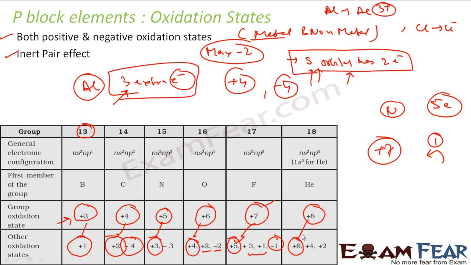Similarly for helium, if you see, 8, 6, 4 and 2 are the oxidation states. These are all experimental values that have been found, that it exists in all these oxidation states. You just have to understand that group minus 10 is the maximum oxidation state a group exhibits. So group 13 maximum is 3, group 14, 14 minus 10, 4, group 15, 15 minus 10, 5, 16 minus 10, 6 and so on.